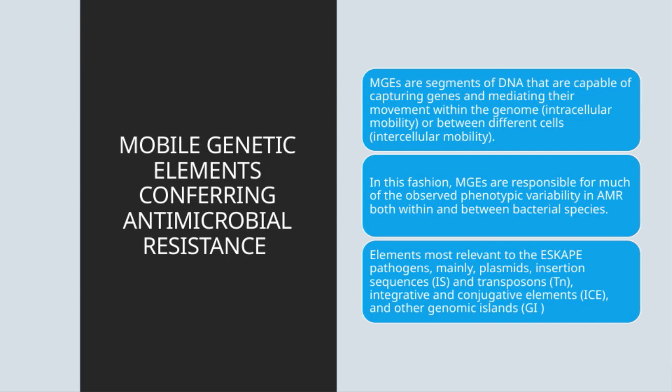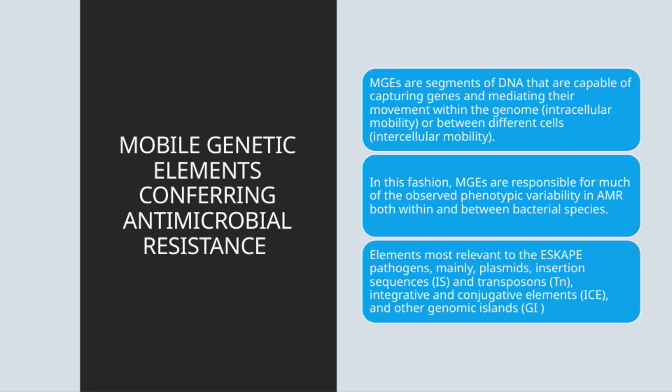Now, let's take a closer look at mobile genetic elements that confer antimicrobial resistance. These elements are fascinating because they play a crucial role in how bacteria quickly adapt and survive in the presence of antibiotics. Essentially, they are pieces of DNA that can move between different bacteria, spreading resistance genes rapidly across populations. These mobile elements include plasmids, transposons, and integrons, each with unique mechanisms for transfer. Plasmids, for example, are circular DNA molecules that can replicate independently and often carry multiple resistance genes, making bacteria resistant to several drugs at once.